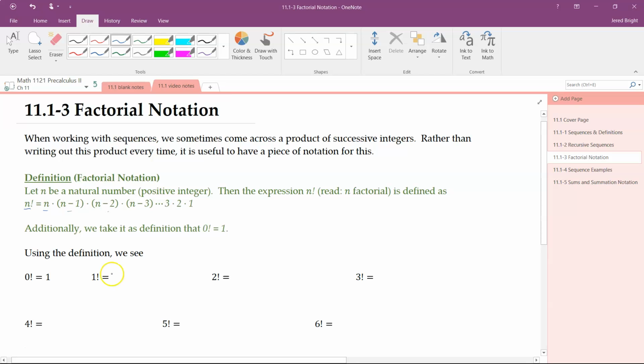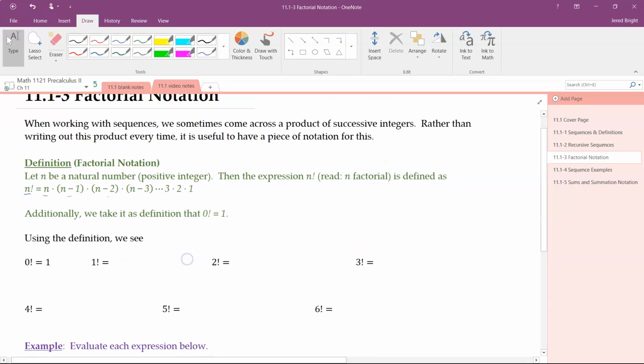When we go through these and see what the numbers would be, 1 factorial would be 1 times, and then I have to stop at 1, so it's just going to be 1. 2 factorial would be 2 times 1, or 2. 3 factorial, now this is where we have to start to be careful, would be 3 times 2 times 1, which is 6. 4 factorial would be 4 times 3 times 2 times 1, and when we do that, it's 24. 5 factorial is 5 times 4 times 3 times 2 times 1, which is 120.